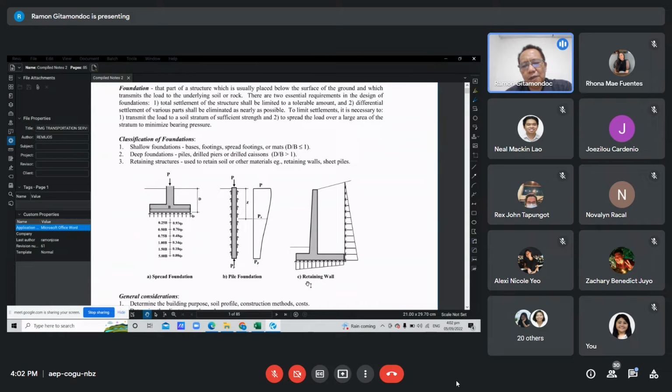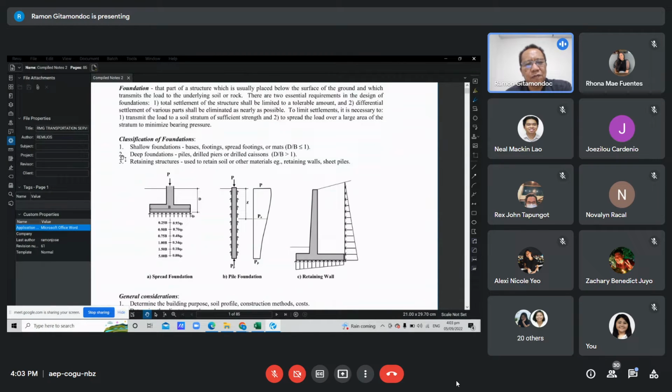In figure C, we have here the retaining wall. So the purpose of the retaining wall is to retain soil or other materials, for example, sand stockpile or gravel stockpile, or other granular materials. For example, coal. So we can use a retaining wall. Okay? So these are the subjects in which we will be studying shallow foundation and retaining structures.